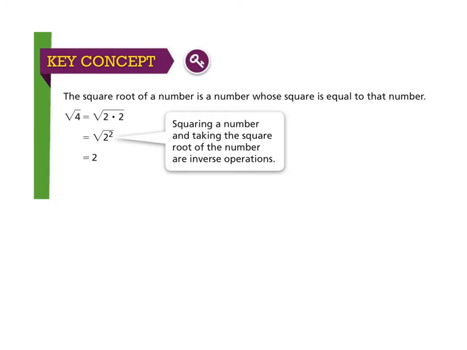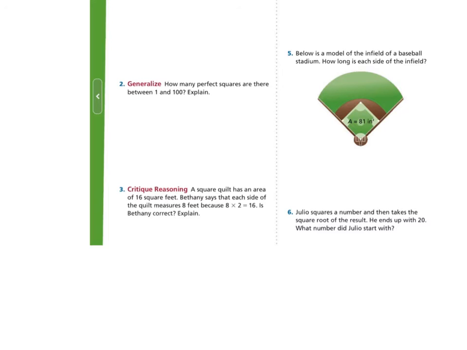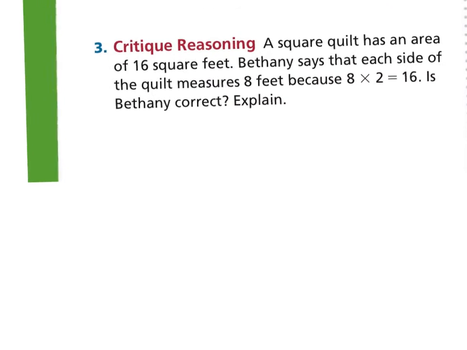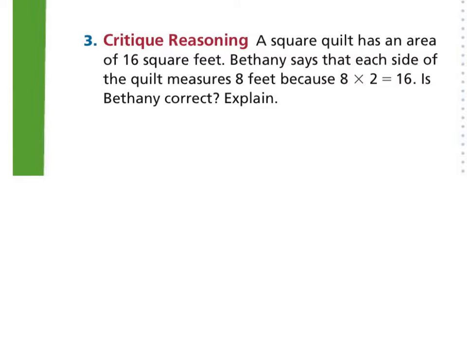So key concept just kind of recaps. Square root of a number is a number whose square is equal to that number. Or like I said, you can think of what number times itself would give us that number. So on the do you understand number 3, a square quilt has an area of 16 square feet. I'm not sure I've seen a square quilt before, but Bethany says each side of the quilt measures 8 feet because 8 times 2 equals 16. Is Bethany correct? And explain.